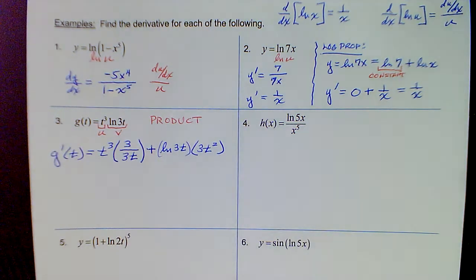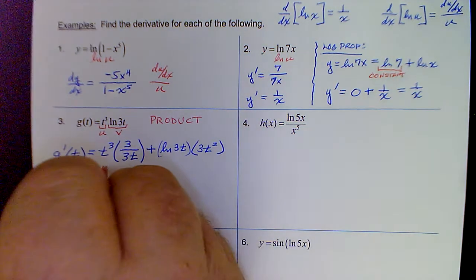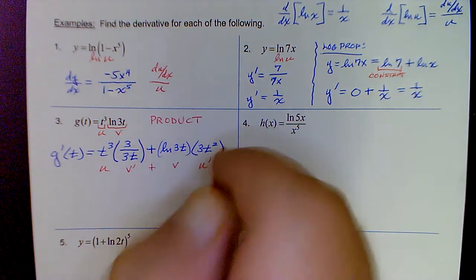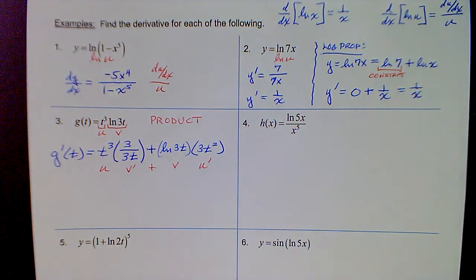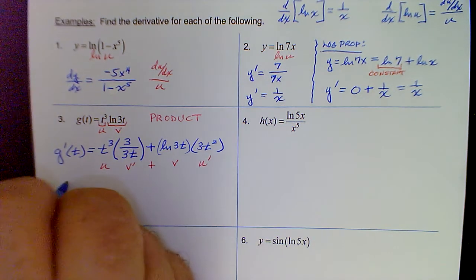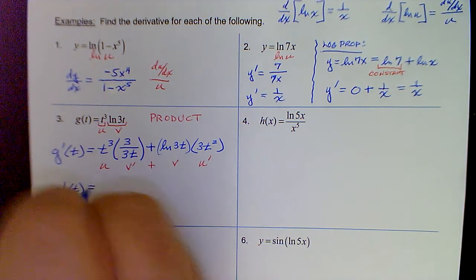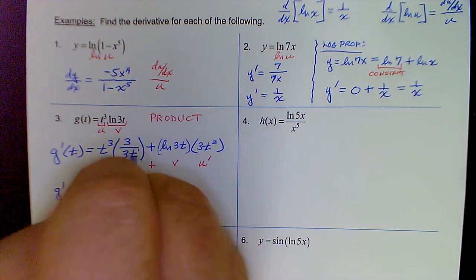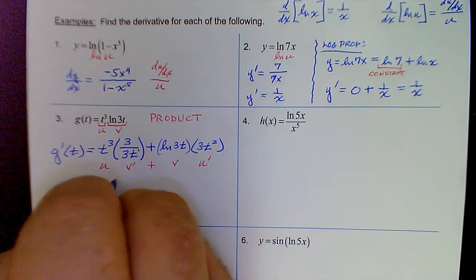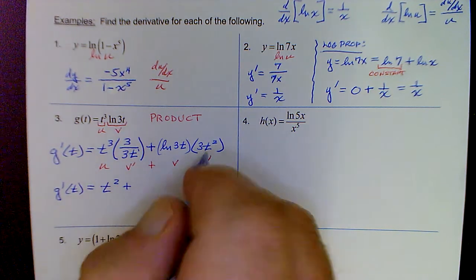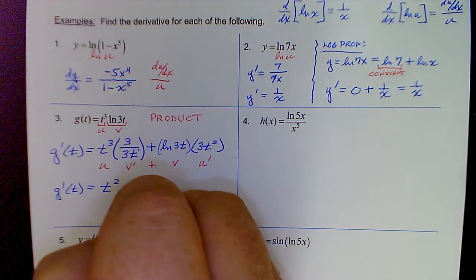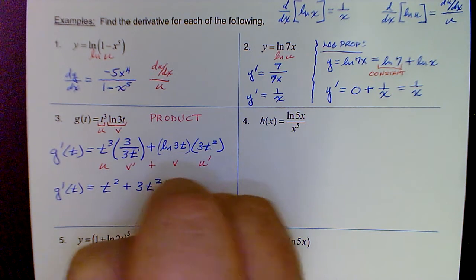With regards to the product rule, there's u v prime plus v u prime. And again, if you perform it in the opposite order, that's fine, but that's the way I like to do it. Okay, simplifying, we can cancel the 3's, and also cancel one factor of t here, so we're left with t squared, and then plus we want to bring the 3t squared out in front of the natural log of 3t.